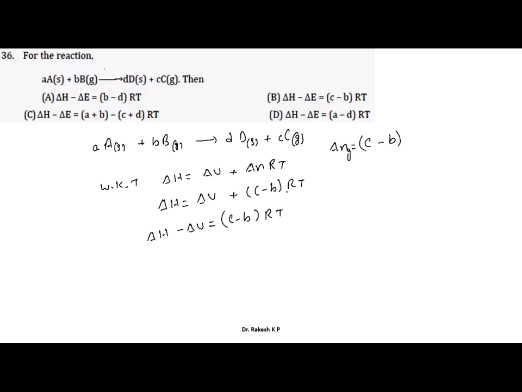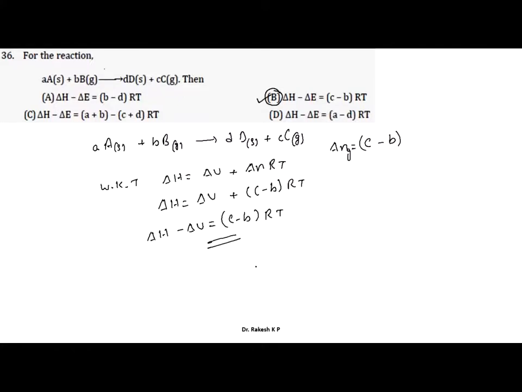Now we have to identify the option here. Delta H minus delta U is nothing but delta E, which is equal to C minus B into RT. Hence the option is B, because delta U can also be written as delta E, the change in internal energy.